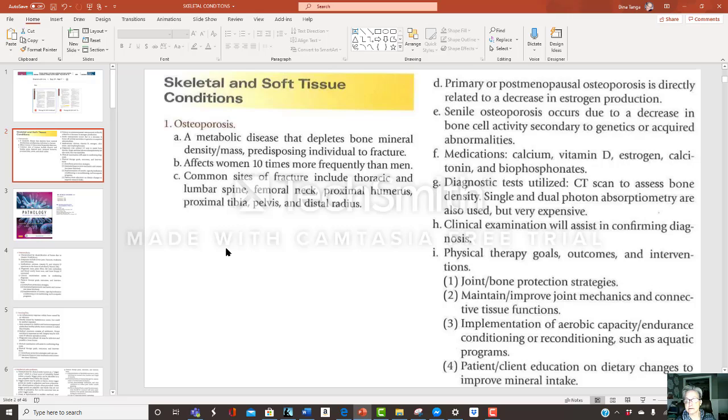Physical therapy goals, outcomes, and interventions. Bone joint protection strategies. Maintain and improve joint mechanics and connective tissue functions. Implementation of aerobic capacity endurance conditioning or reconditioning, such as aquatic programs. Patient-client education on dietary changes to improve mineral intake.